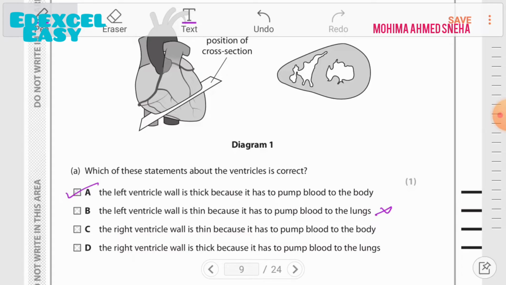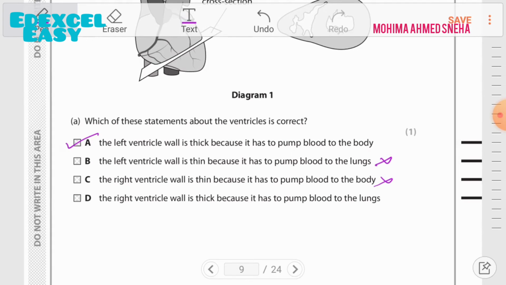They say it has a thin wall because it has to pump blood to the body, but we know that whenever the right ventricle contracts, it pumps blood to the pulmonary artery, and the pulmonary artery leads to the lungs. So it is wrong. Right ventricle wall is thick because it has to pump blood to the lungs. Again, half of this statement is correct, but the other half is wrong. Here it says that the right ventricle wall is thick, which is not right, it is thin. So that's why this is also wrong.